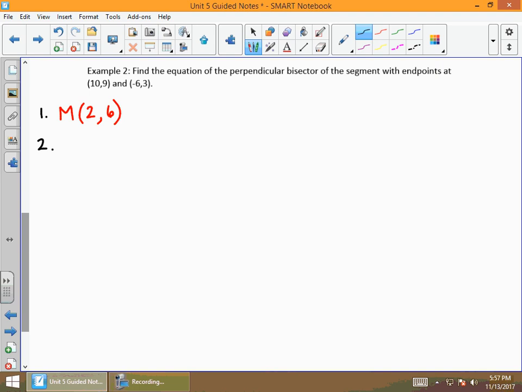Number 2, find the slope of the given line. So my slope is rise over run. 9 minus 3 over 10 minus negative 6. So I subtract my y's on top, subtract my x's on bottom. 9 minus 3 is 6. 10 minus negative 6 is 16. It reduces to 3 over 8.